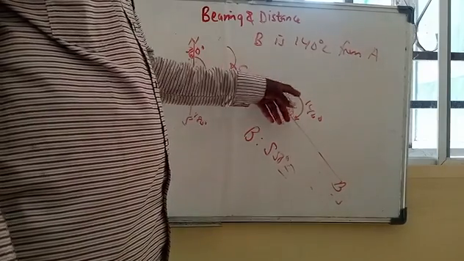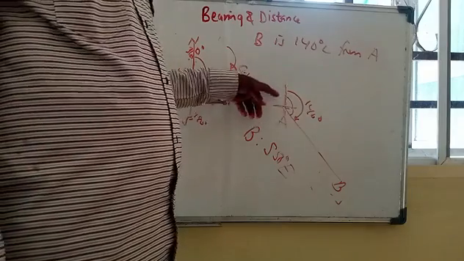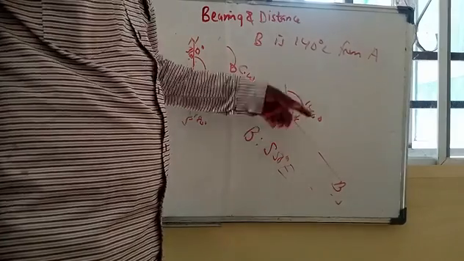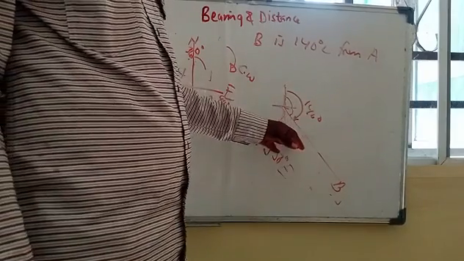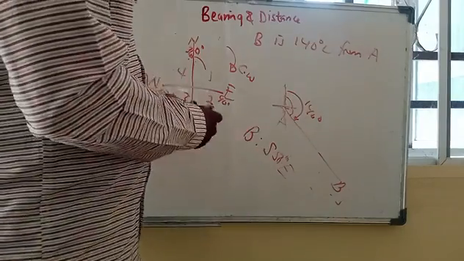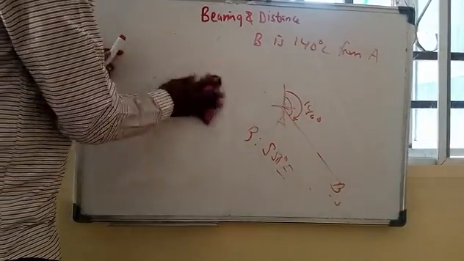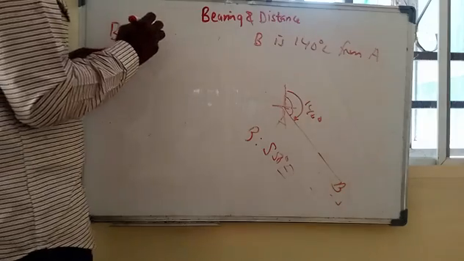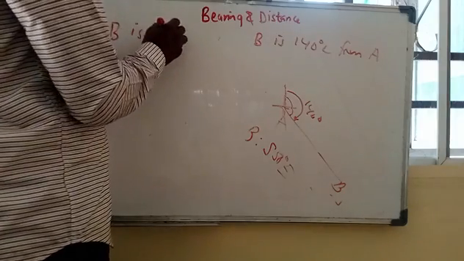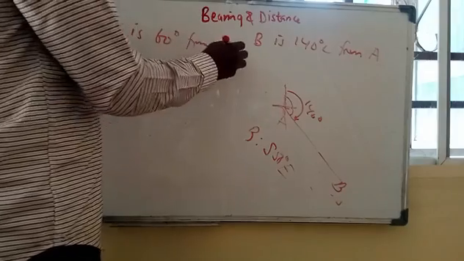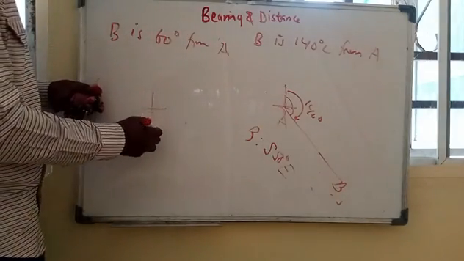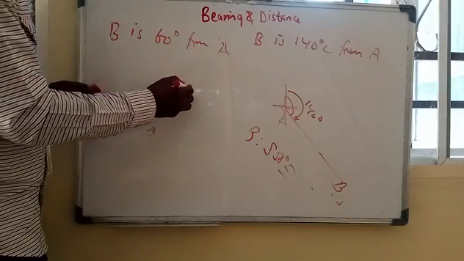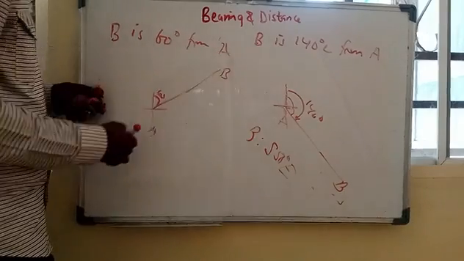But actually, the bearing is 140 degrees, which is measured from the knot of the reference point until the angle stops, in whatever quadrant it stops. So another example: supposing point B is 60 degrees from A. If this is your reference point A, then you move 60. 60 will be somewhere here. So this is 60 degrees, which means B is somewhere here from A.